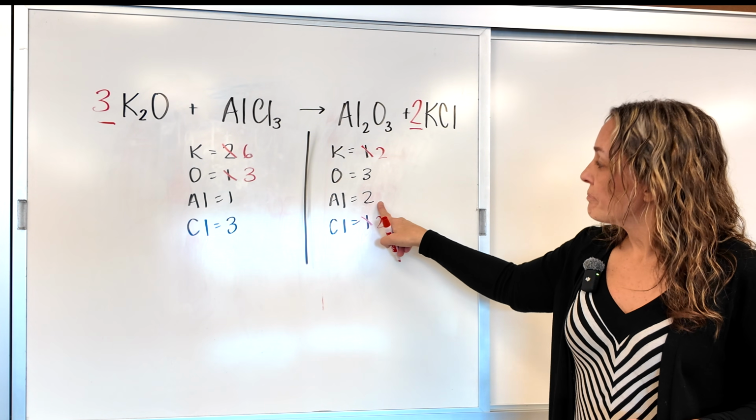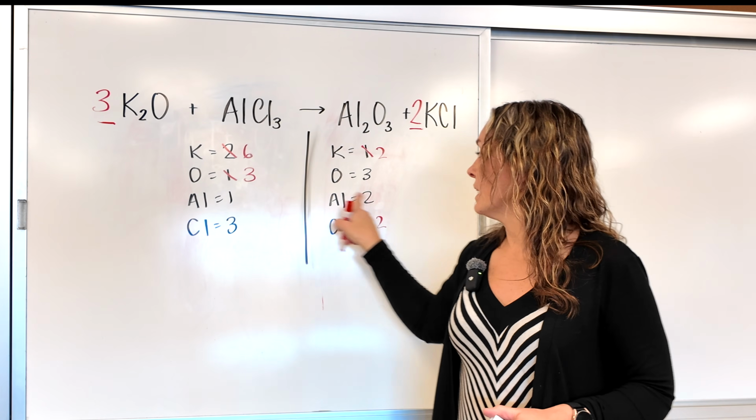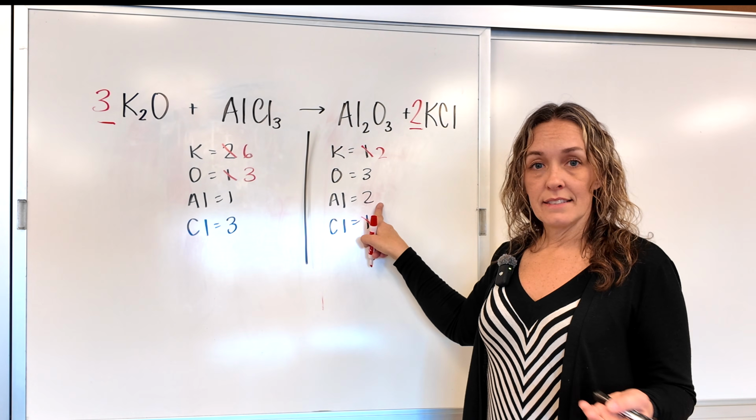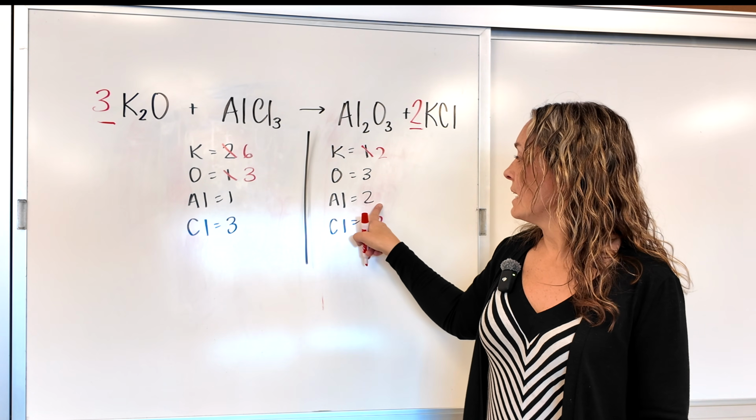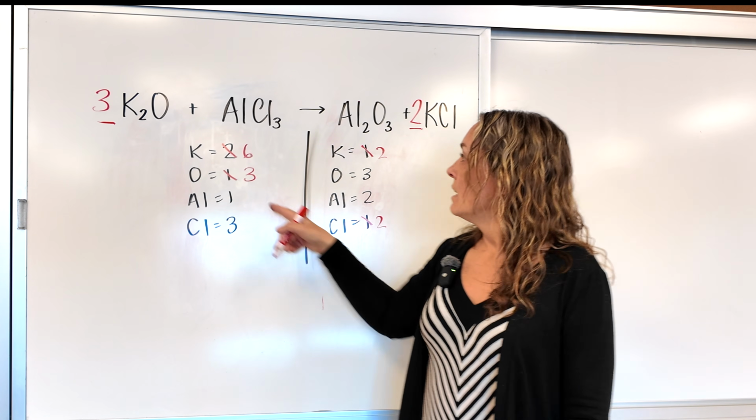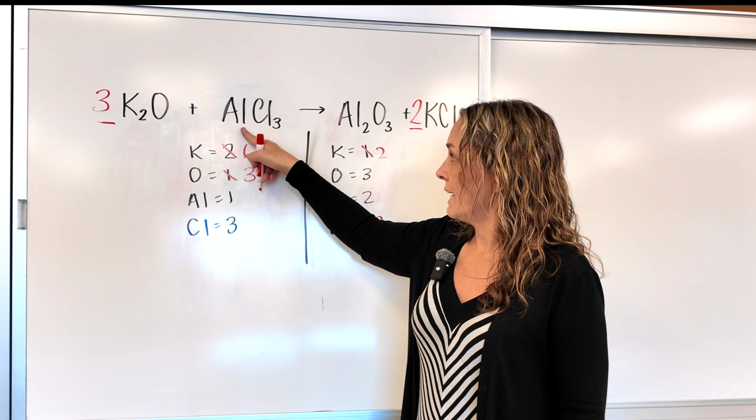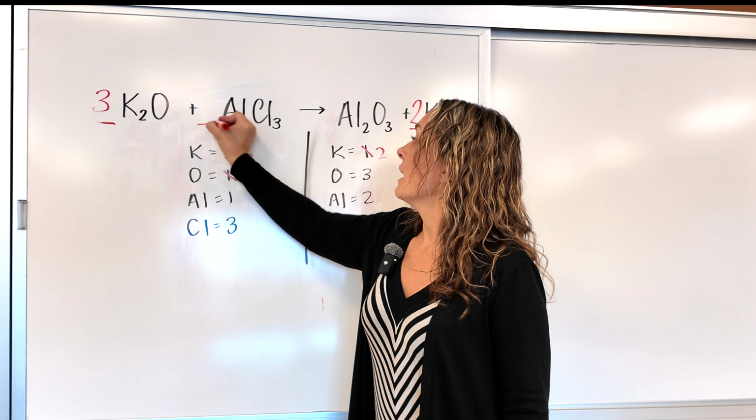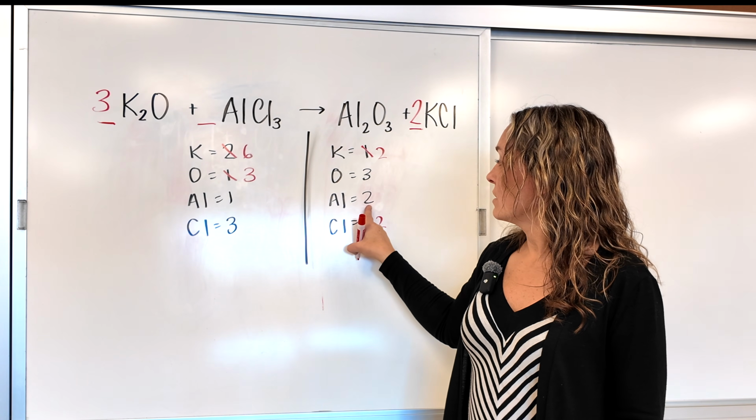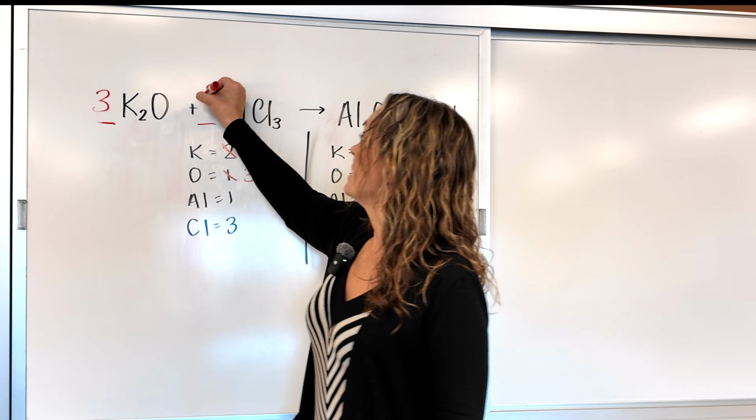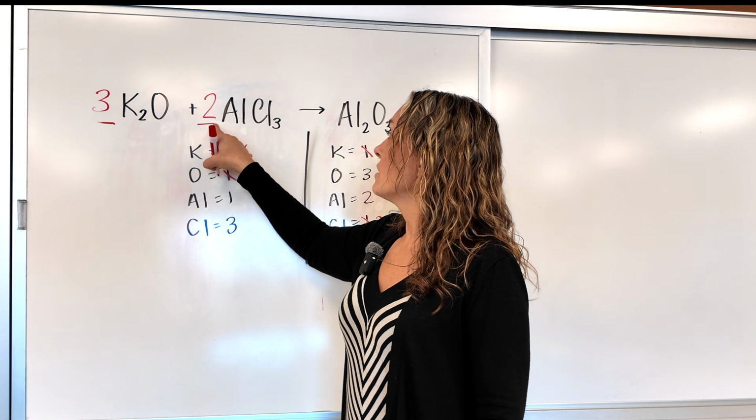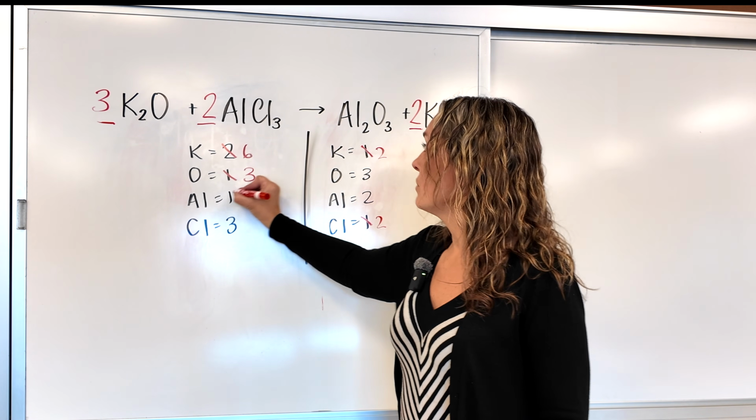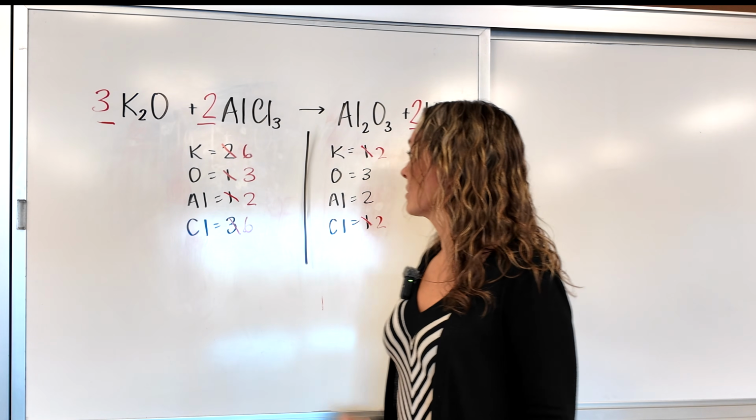My aluminum, I have 1 aluminum going in and 2 coming out. That is not correct. They have to be the same on both sides in order to show the conservation of mass. So I'm going to find my aluminum on the side that has less, the reactant side, and I'm going to put a coefficient in front. In order to get the 2 aluminums that I need, I'm going to need to put a 2 out front. That 2 will multiply through the entire compound, giving me 2 aluminums and 6 chlorines.